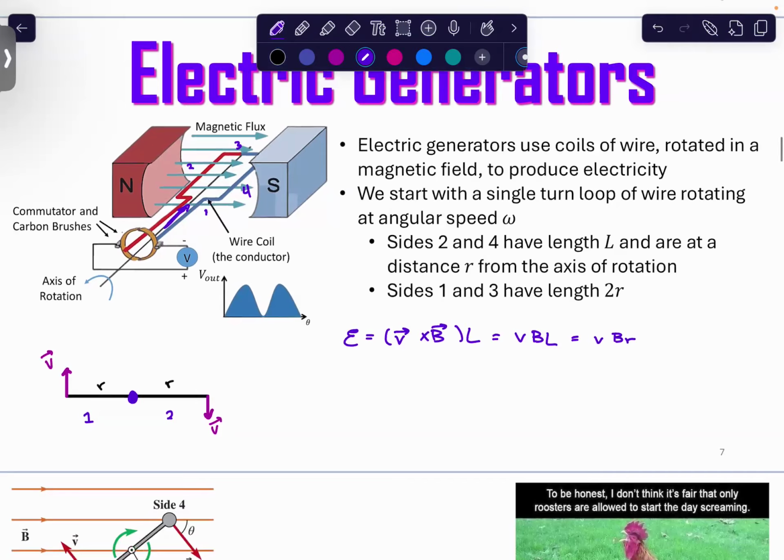So if you're looking for the total EMF, on side 1 it's VBL. On side 2 it's negative VBL, which equals 0. So we get no induced EMF from sides 1 or 3, because I came up with an easier way to explain it.